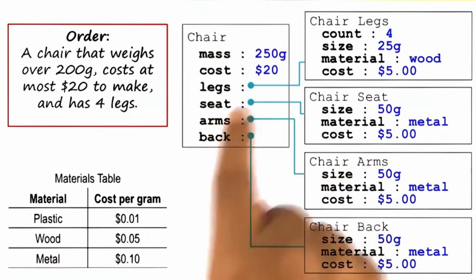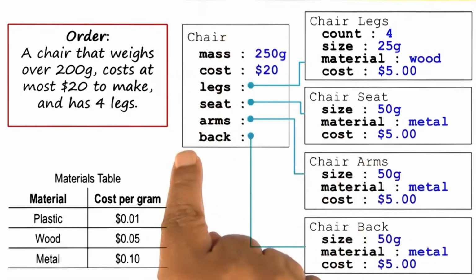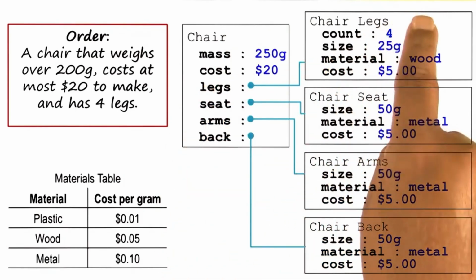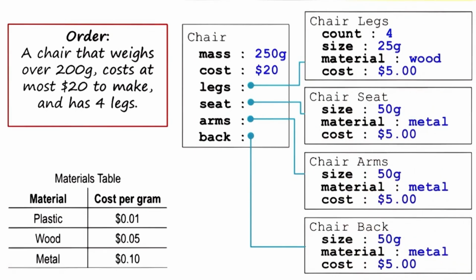And once we assign values to some of the variables at the level of the chair, then we can refine the plan for the chair into a plan for the chair legs, the chair seat, and so on. All of this might be subject to certain constraints.